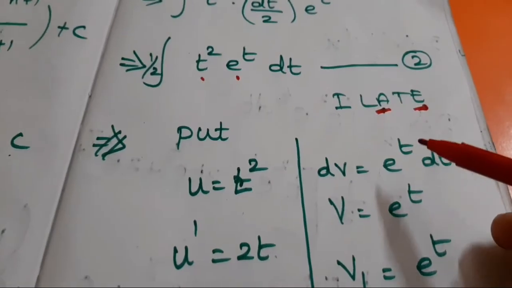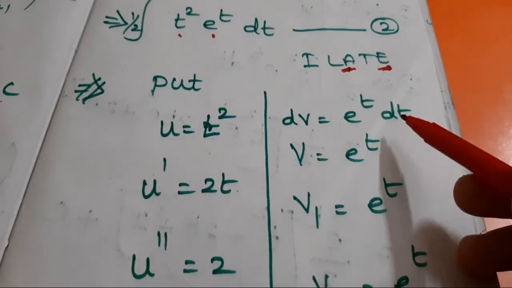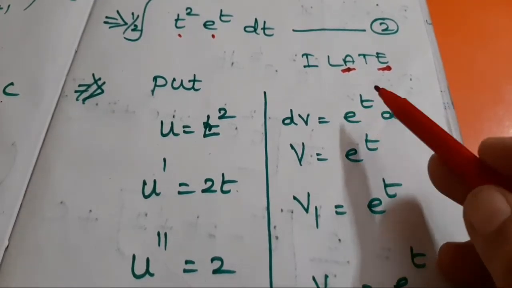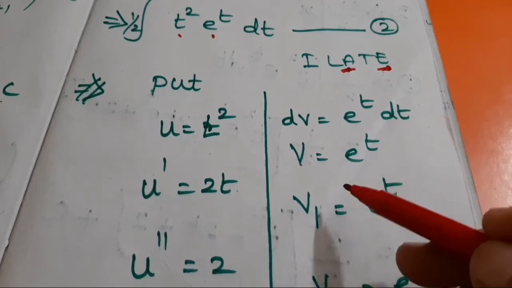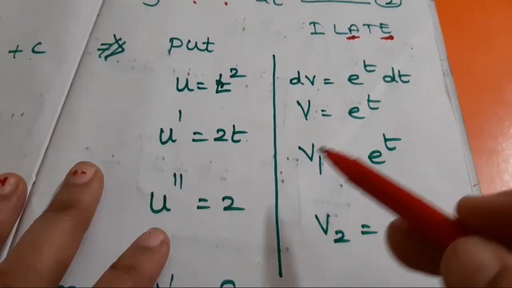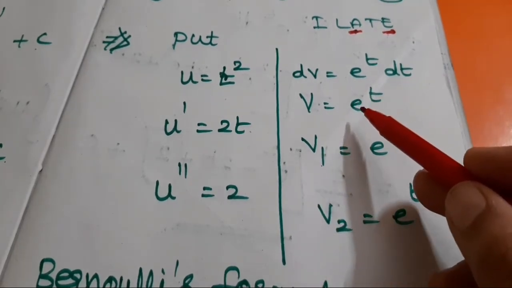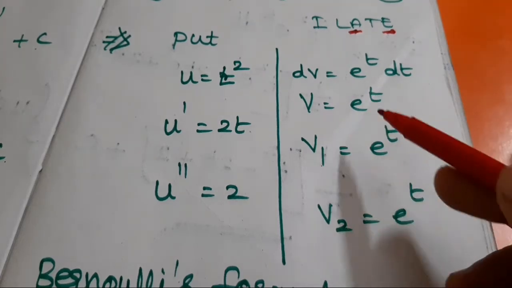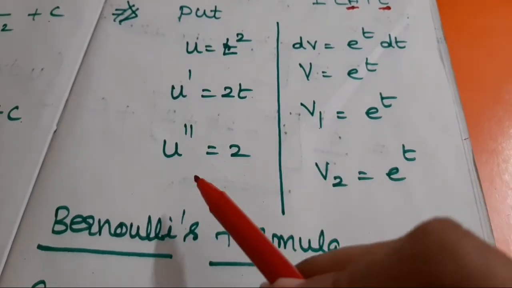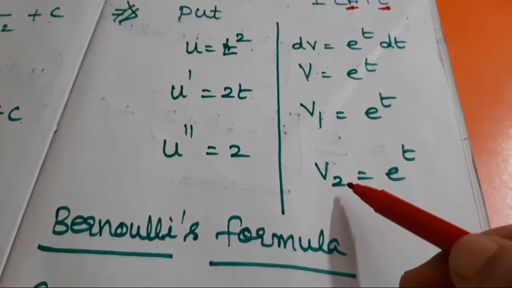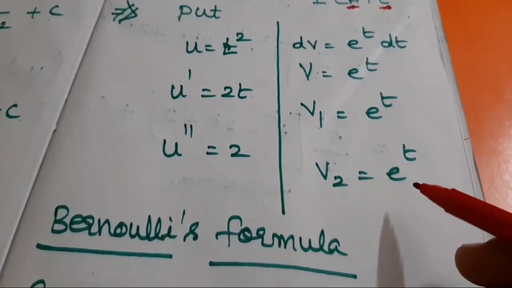Then dv is equal to e^t dt. Then v is equal to integration of dv, that is the integration of e^t dt. Integration of e^t is e^t. Then v1 is again the integration of v. V answer is e^t, and integration of e^t is again e^t. Then v2 I want to find out because I have u double dash. So v2 is equal to again e^t.